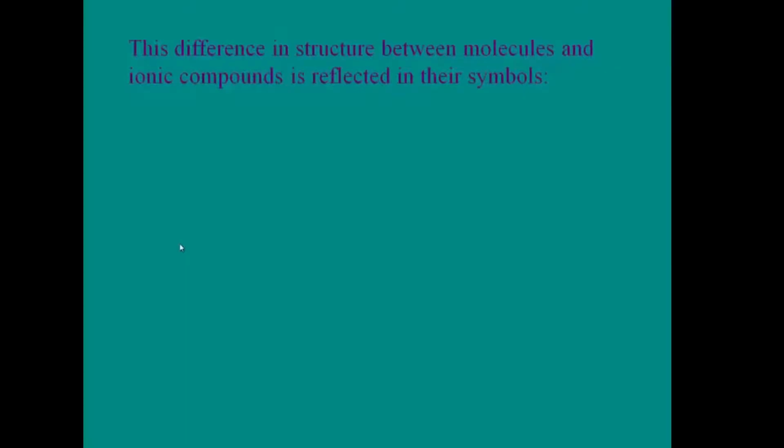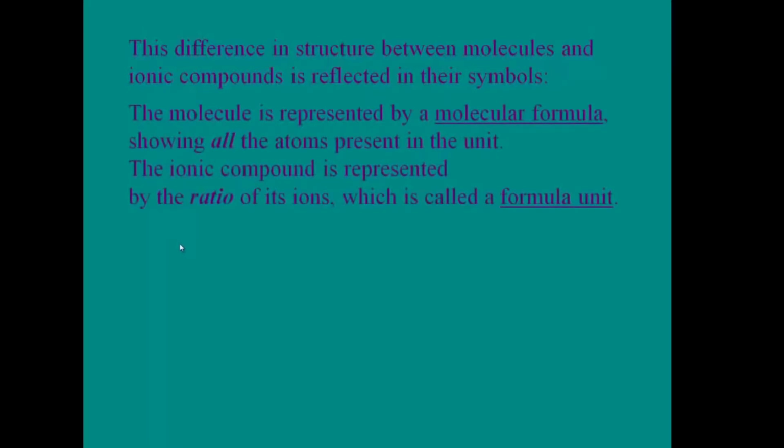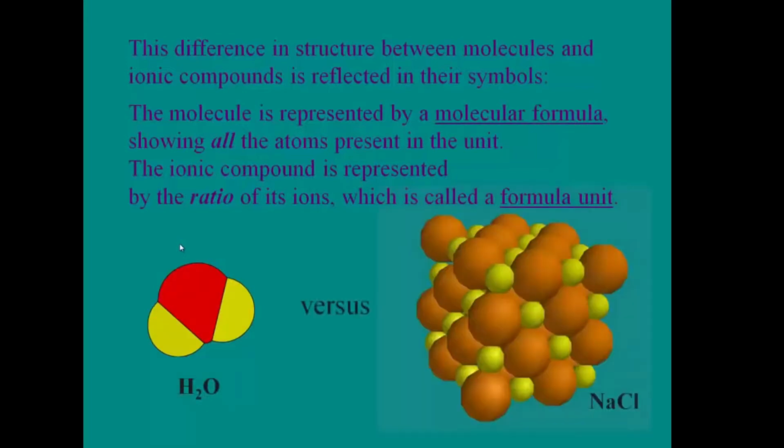So we look at these structural differences between molecules and ionic compounds by how we express them in their formulas. The molecule is represented by a molecular formula showing all the atoms present in the unit. The ionic compound is represented by the ratio of its ions, and that is called a formula unit. So here's the H2O molecule, and here versus the NaCl formula unit. Many sodiums and many chlorides, yet it's still just expressed as the lowest whole number ratio. It's 1 sodium to 1 chloride.